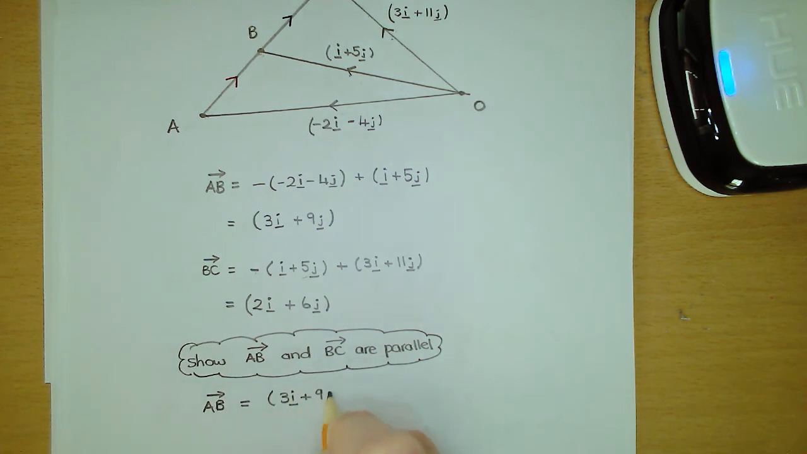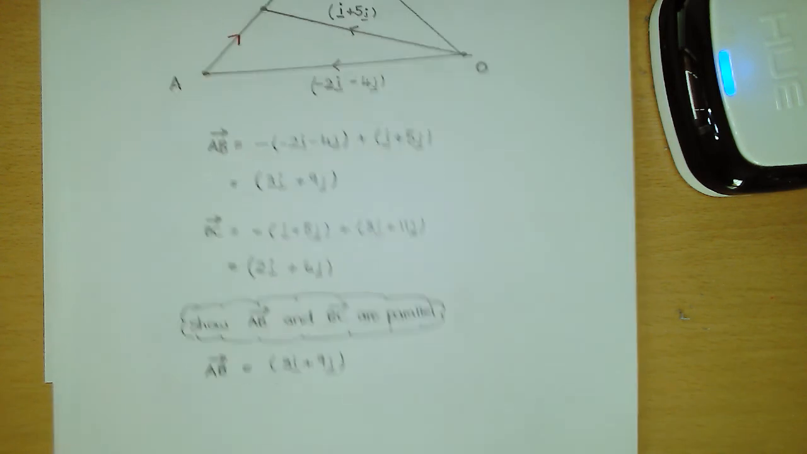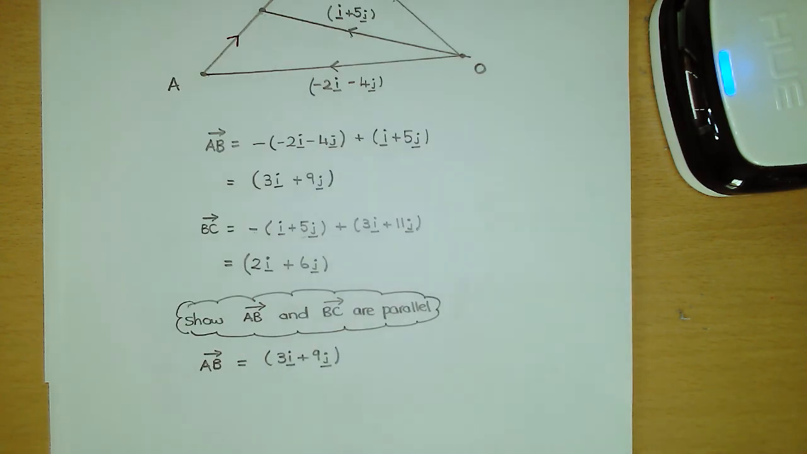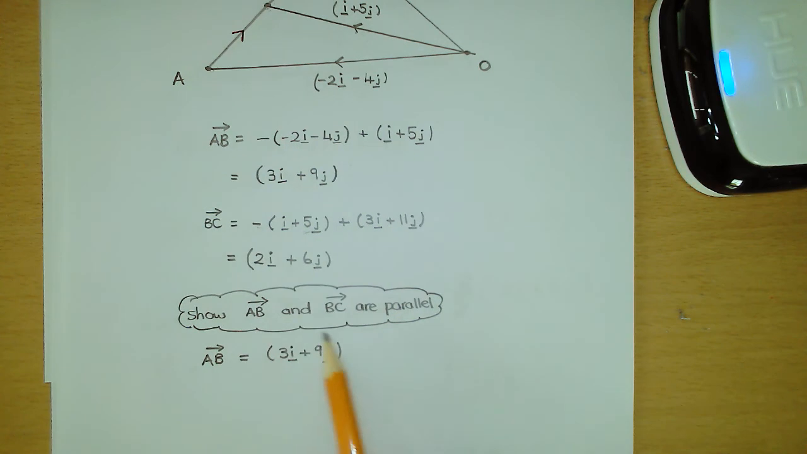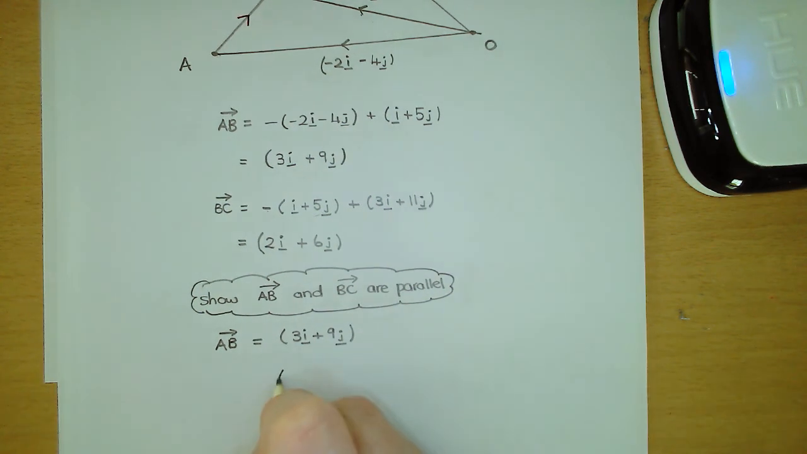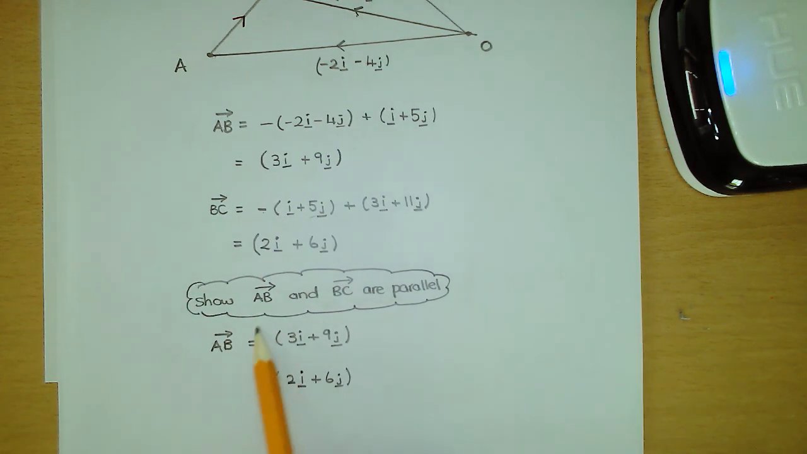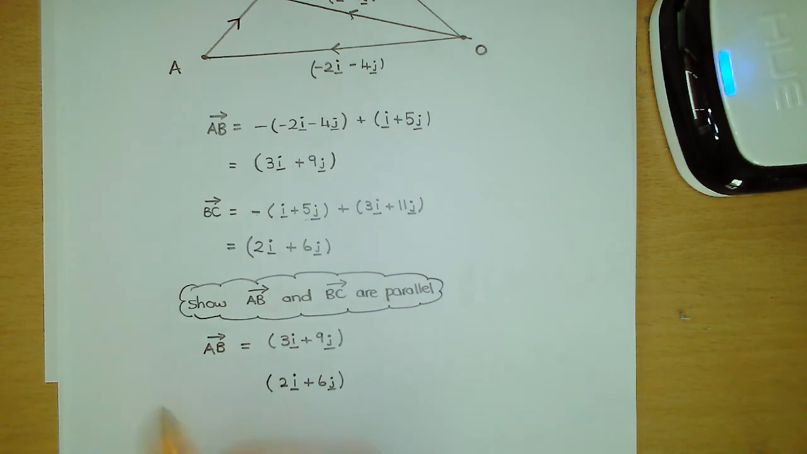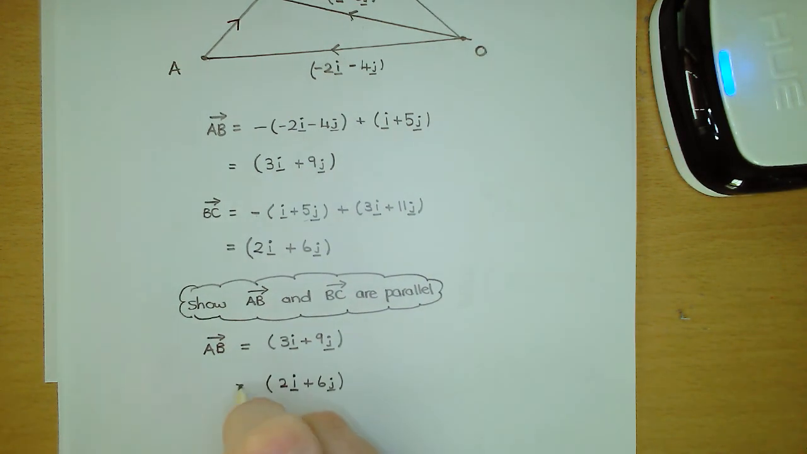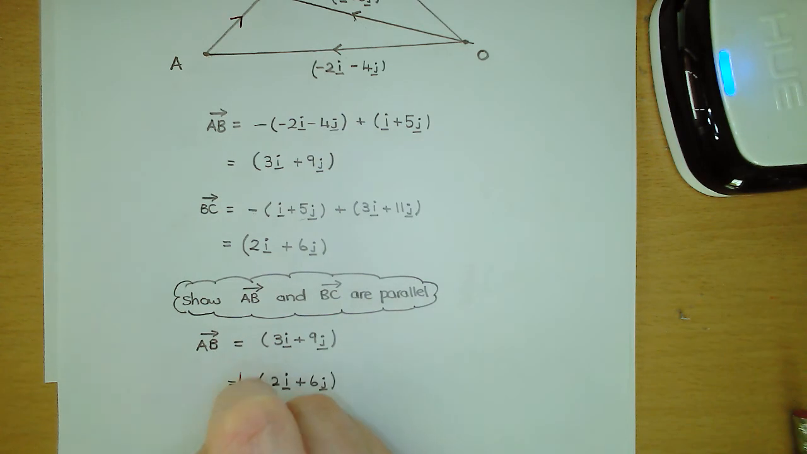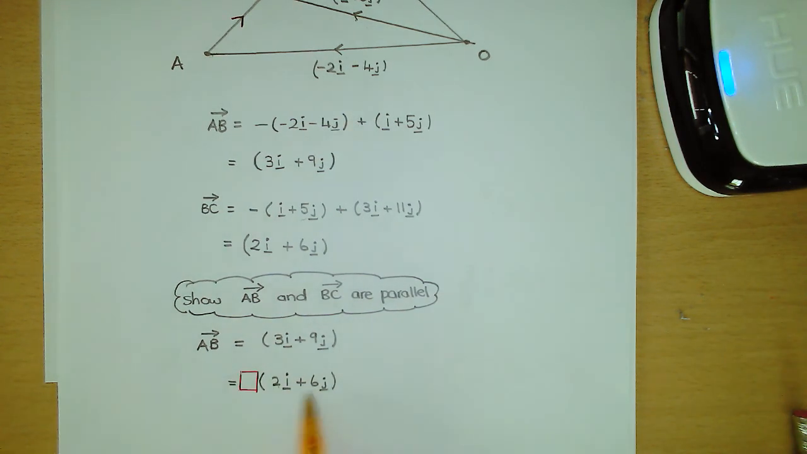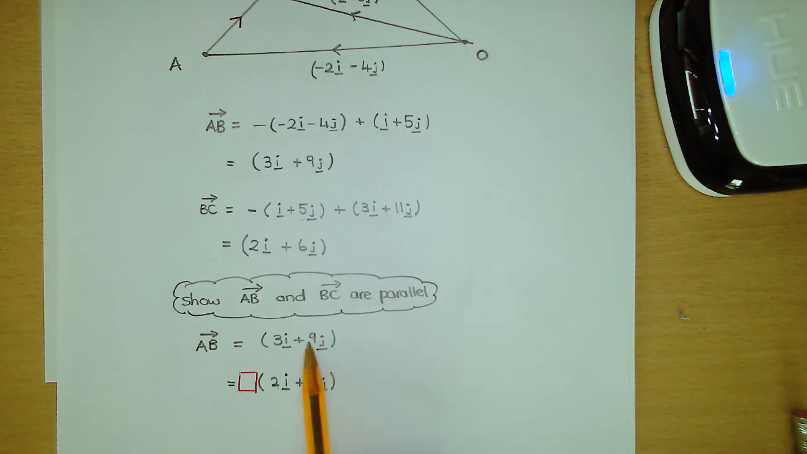Now, what we want to do then is lift out a factor here outside the brackets so that the bracket becomes the other vector. So we want this bracket here to become the other vector, BC, which is 2i plus 6j. Now, what do we need to lift outside this bracket? In other words, what do we need to multiply 2i plus 6j by in order to get 3i plus 9j?